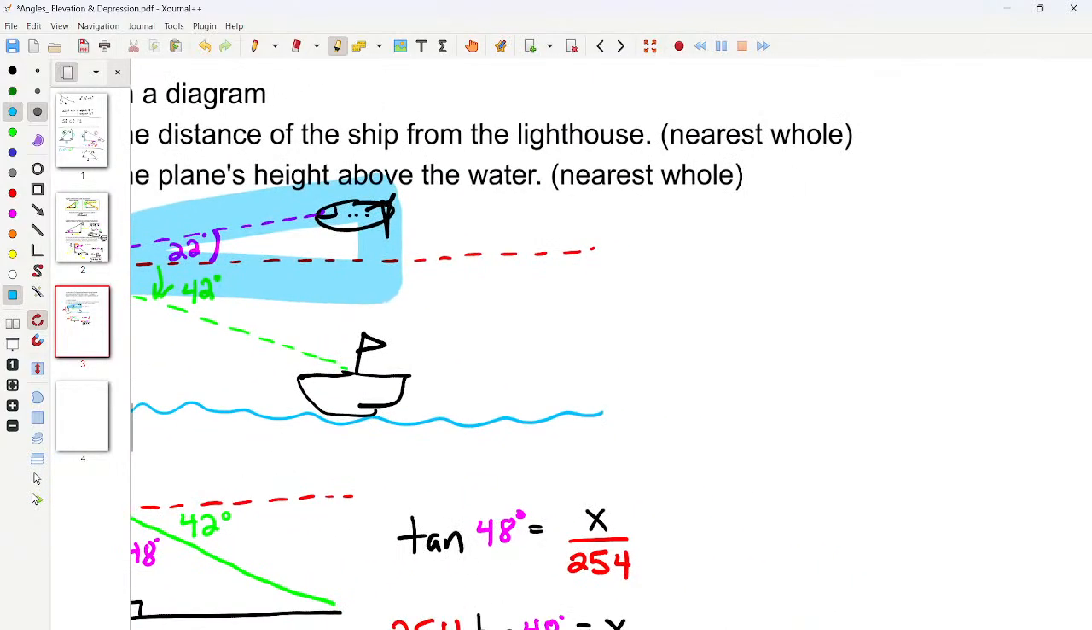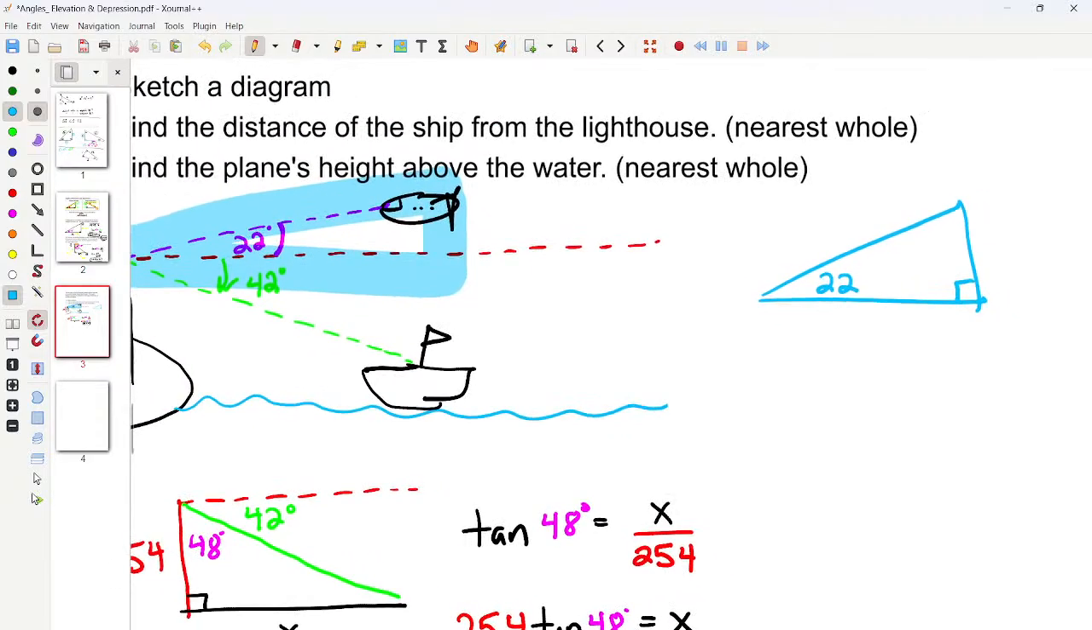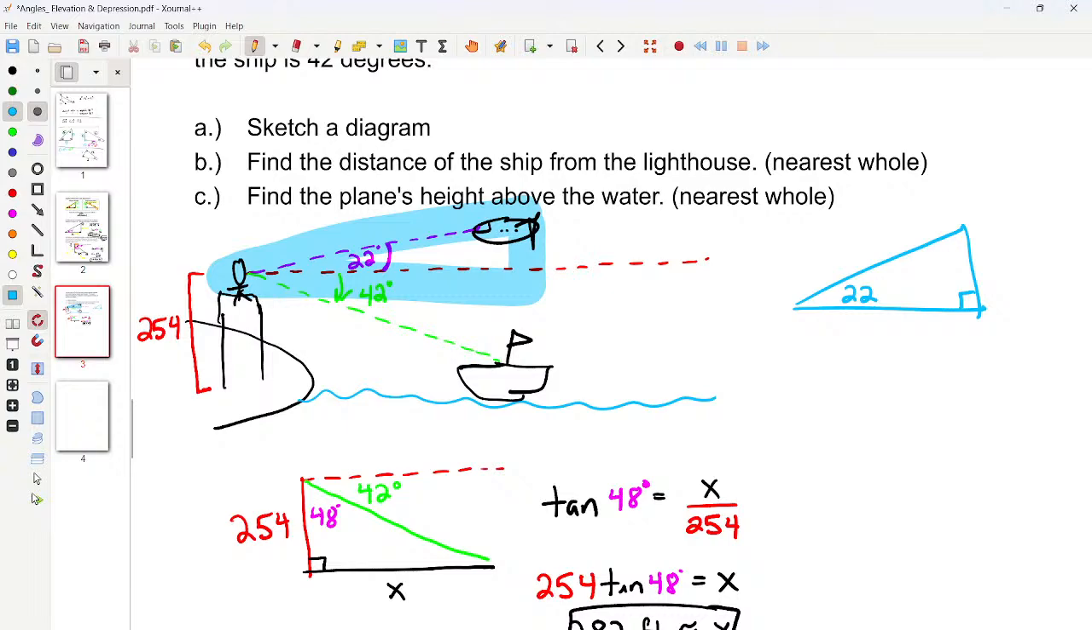So looking over here, I'll just sketch it. This is 22. I'm missing another side. Or am I? This question's just loaded with problem solving. What are you thinking?